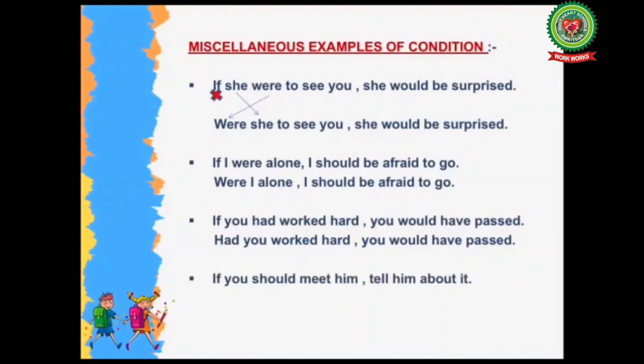The next one: if you should meet him, tell him about it. Now again the same rules. So our answer will be: should you meet him, tell him about it. Children, note one thing here in this sentence. Here "should" is not the past form of "shall."